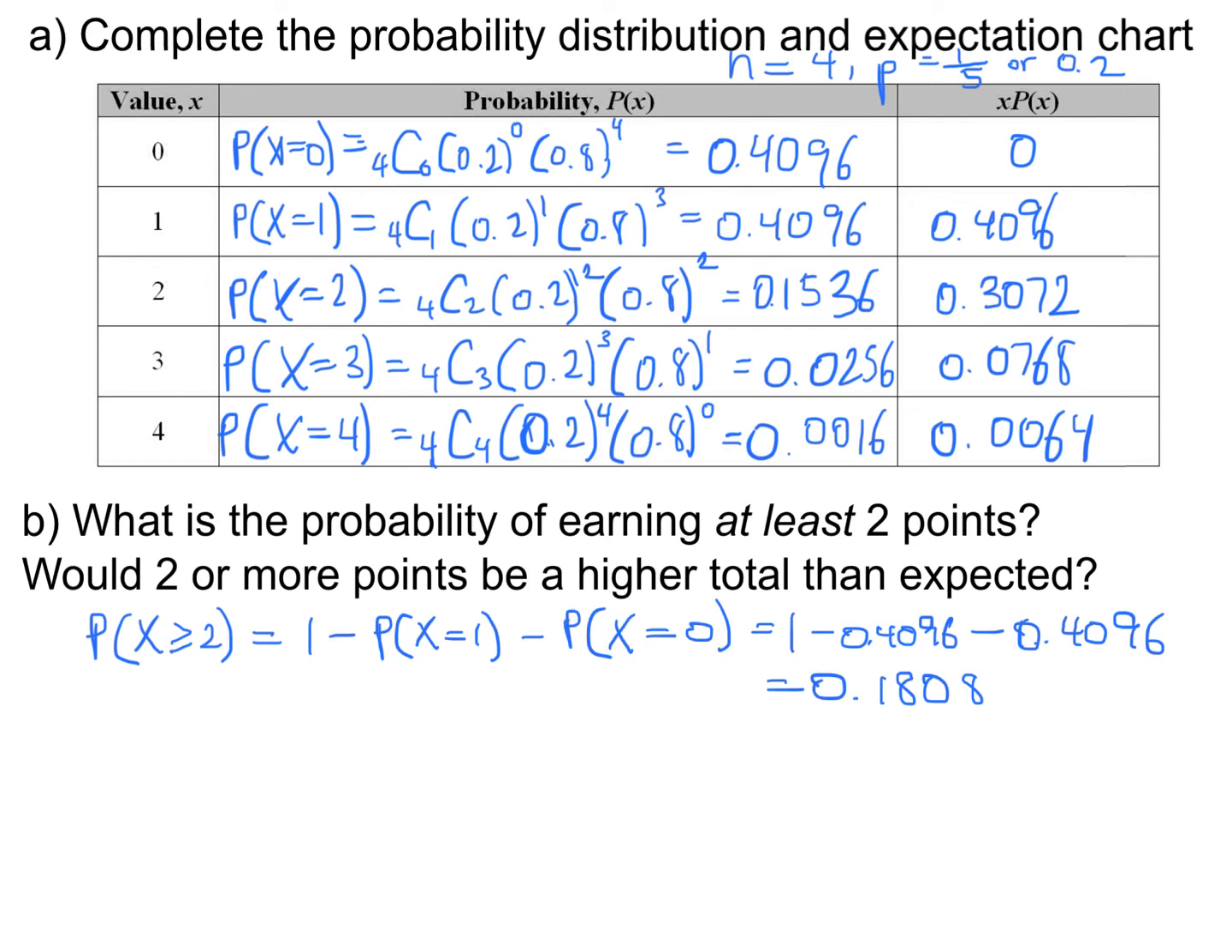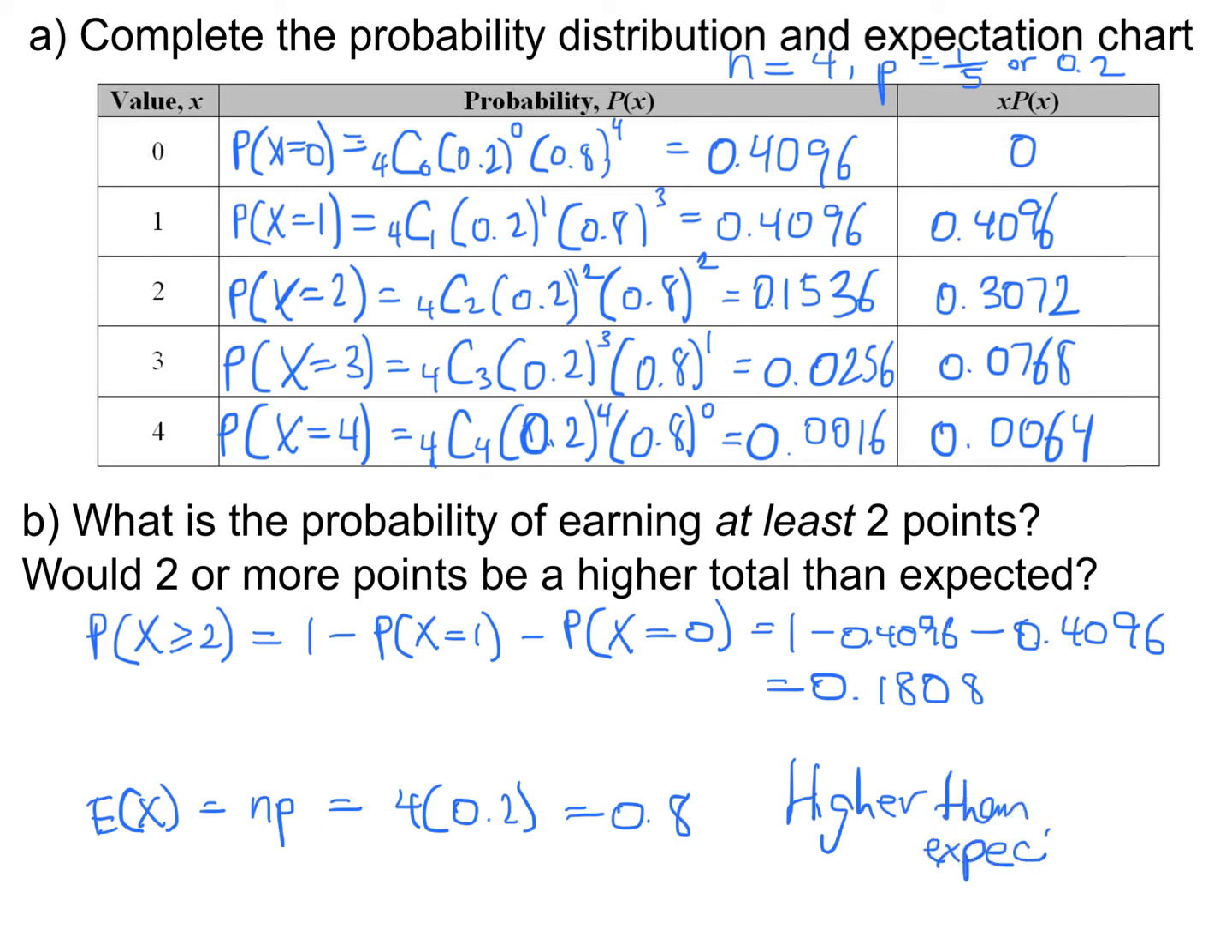And then would 2 or more points be a higher total than expected? Well, what is the expectation? It's n times p. That's 4 times 0.2. That's 0.8. So 2 or more points would be higher than expected. Okay. So there we go.